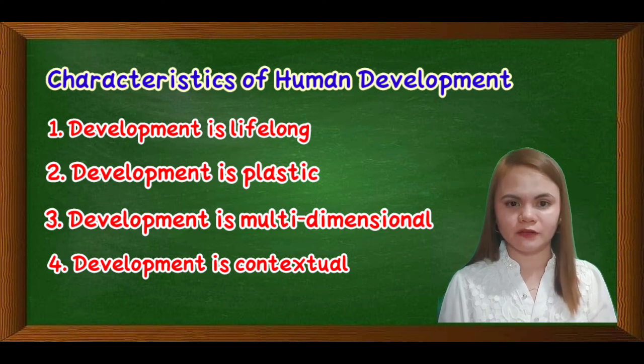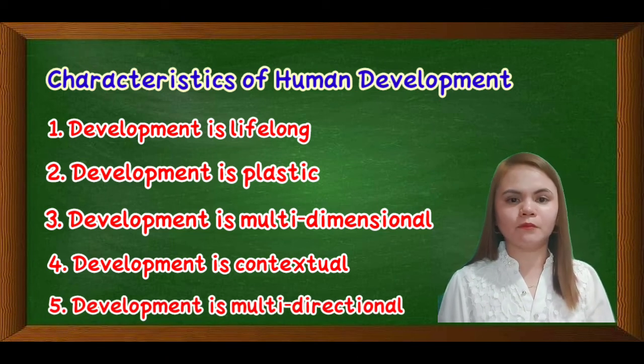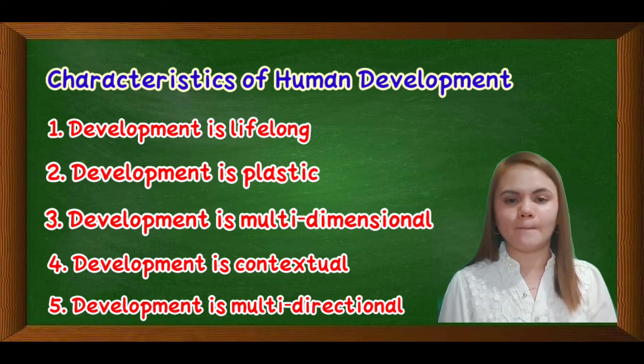And the last characteristic of human development is multidirectional. Baltes states that the development of a particular domain does not occur in a strictly linear fashion, but that certain traits can be characterized as having the capacity for both an increase and decrease in efficacy over the course of an individual's life.